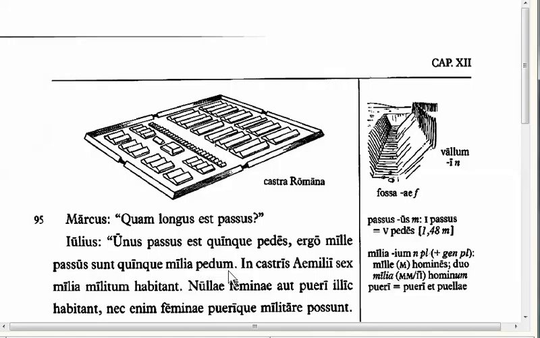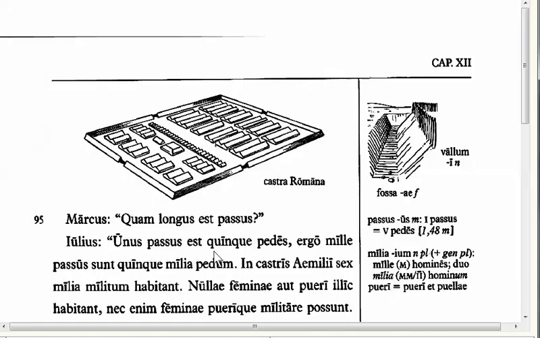So how would you say 2 miles? So if 1 mile is mille passus, how would you say 2 miles? You would say duo milia passuum. You need the genitive plural of passus, passuum.